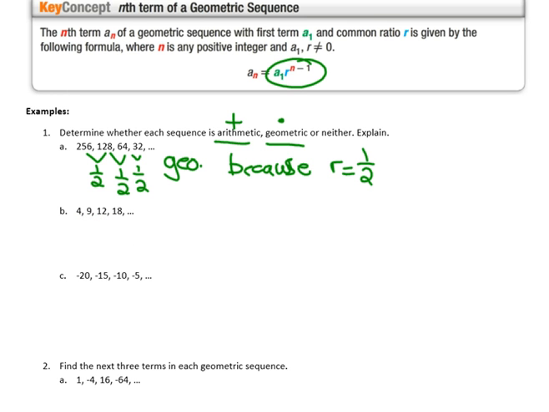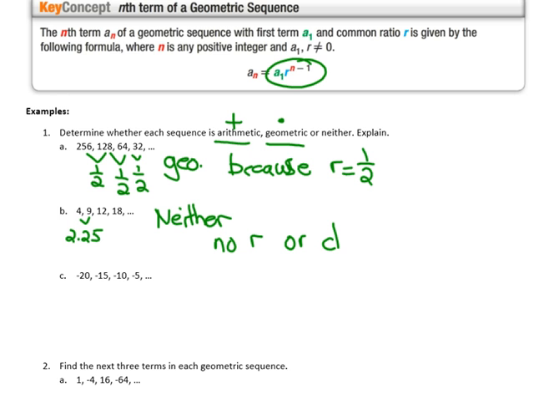Let's see if I can do the next one. To get from 4 to 9, I'm multiplying by 2.25. So if I do 9 times 2.25 to see if I get 12, I don't. I would get 20 something. So this one is actually neither. There's no r or d. Remember, r is your common ratio, d is your common difference.